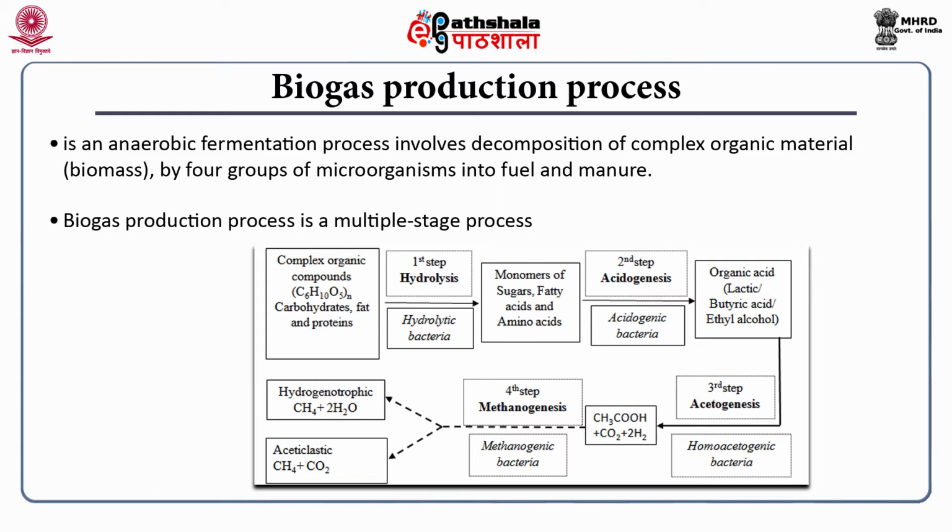In the second step, it undergoes the acidogenesis process by acidogenic bacteria, and organic acids like butyric acid, lactic acid and sometimes ethyl alcohol are produced. In the third step, acetogenesis occurs with the help of homoacetogenic bacteria and it produces acetic acid along with CO2 and hydrogen. The fourth step is methanogenesis, which is the most important step, and it is done by methanogenic bacteria in 2 ways, either acetoclastic or hydrogenotrophic, and produces methane.